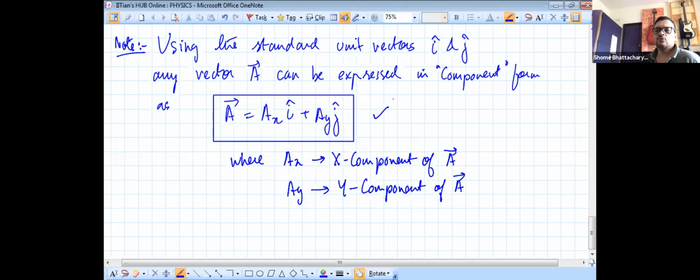Arshul, this is not exactly a formula. The formula is the one where you can get Ax in terms of theta and A, and Ay in terms of theta and A. This is the expression itself. This is not a formula. This is the expression. We express the vector in this form.